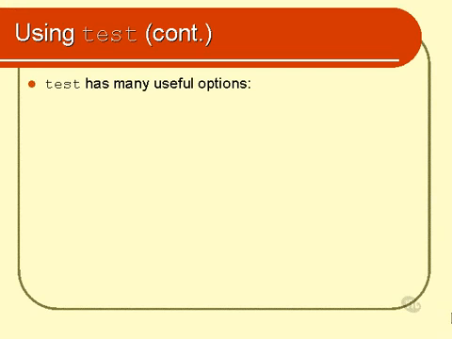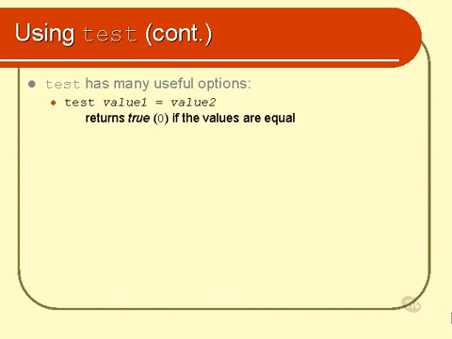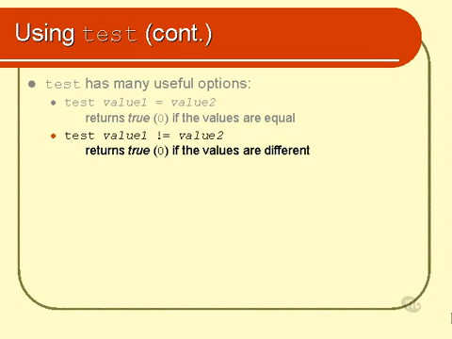So some of the useful options for test are as follows. We've already seen test whether one value equals another. And test will return a 0, which we can interpret as true if the values are in fact equal. And then we've got the not equal or different, which is an exclamation mark before the equal sign. That's the symbol for not equals in the shell programming language, or rather in the test programming language.